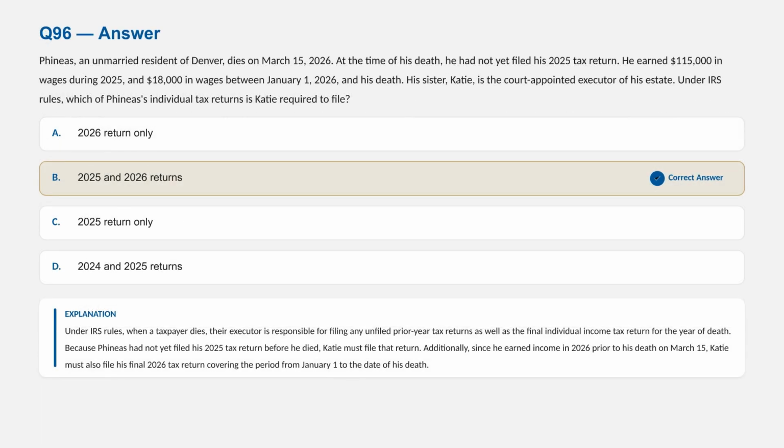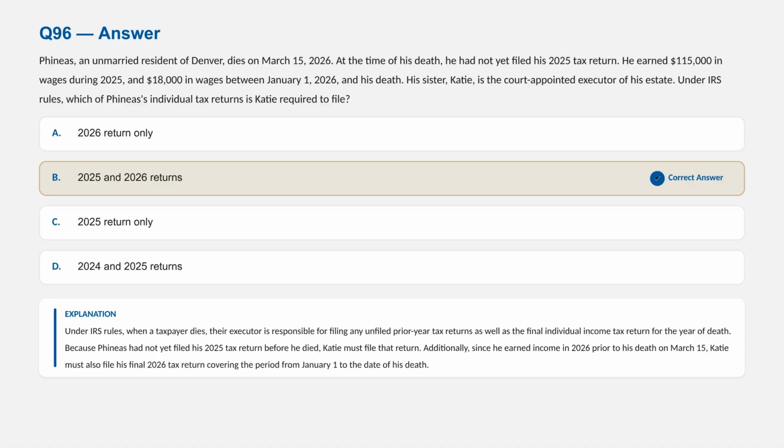The correct answer is B. 2025 and 2026 returns. Under IRS rules, when a taxpayer dies, their executor is responsible for filing any unfiled prior year tax returns as well as the final individual income tax return for the year of death. Because Phineas had not yet filed his 2025 tax return before he died, Katie must file that return. Additionally, since he earned income in 2026 prior to his death on March 15th, Katie must also file his final 2026 tax return, covering the period from January 1st to the date of his death.